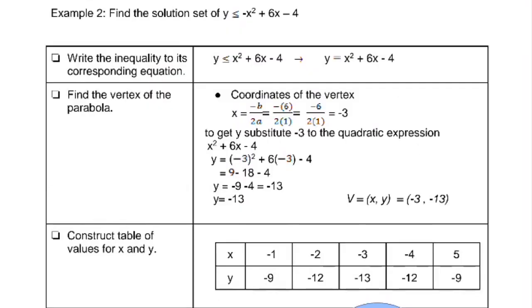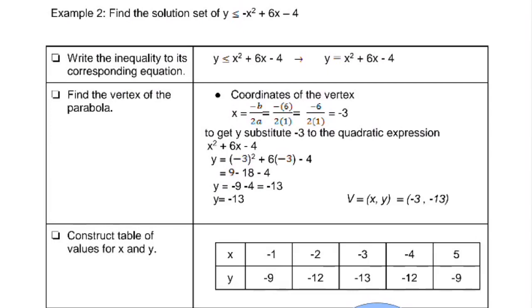Then let's have example 2. Find the solution set of y is less than or equal to negative x squared plus 6x minus 4. So again, you're going to write the inequality as its corresponding equation. So you're going to have y equals x squared plus 6x minus 4. Then find the vertex using x equals negative b over 2a.